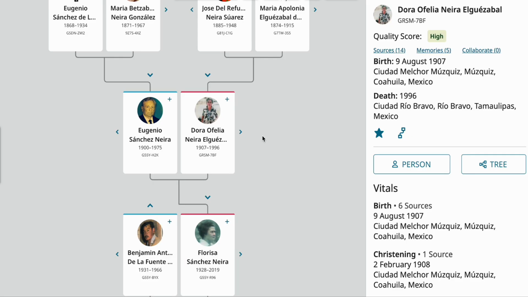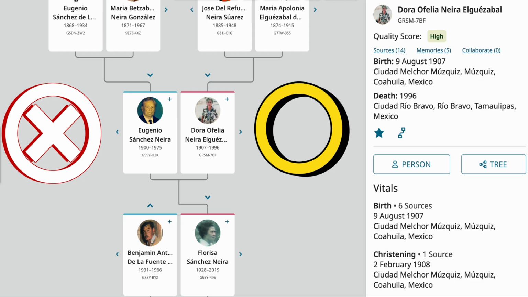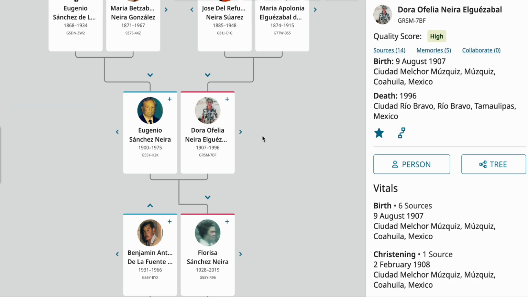But of course, as the image provided shows, she did have the widow's peak, and that's where our widow's peak is inherited from in our family tree. As a matter of fact, out of all the images in my family tree, this is the only lineage with the widow's peak, which is very interesting. Of course, Dora Ofelia Neira Elgazabal was born on August 9th of 1907 in Musquis, Coahuila, Mexico, and she passed away around 1996 in Rio Bravo, Tamaulipas, Mexico.